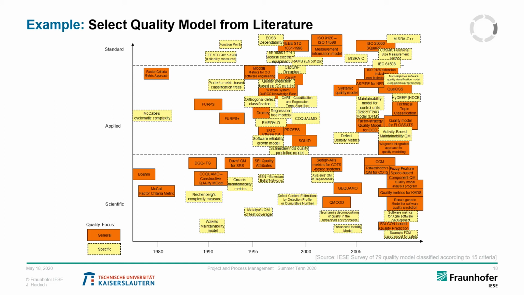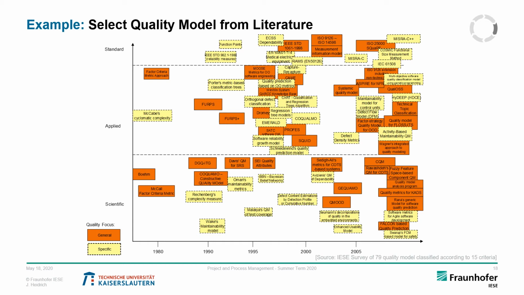So the next step, according to our quality improvement paradigm, the improvement cycle, you can see a visualization of the cycle on the right hand side. We are now in the second step, setting goals and defining our quality model. As I said, we will not start from scratch. We will select an appropriate quality model from literature. That's a survey we conducted a couple of years ago.